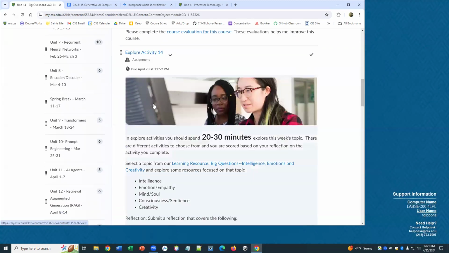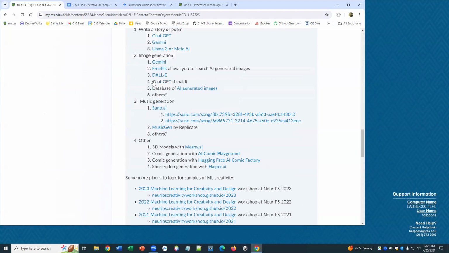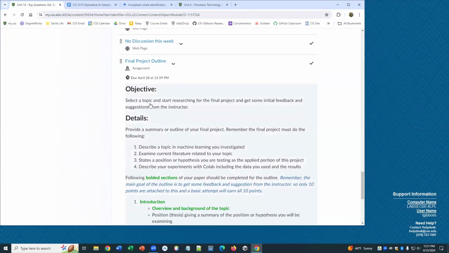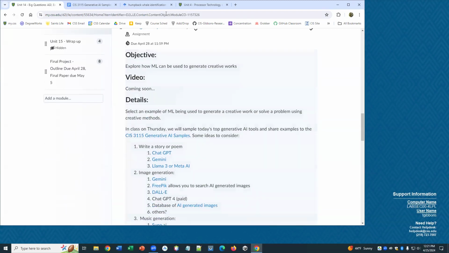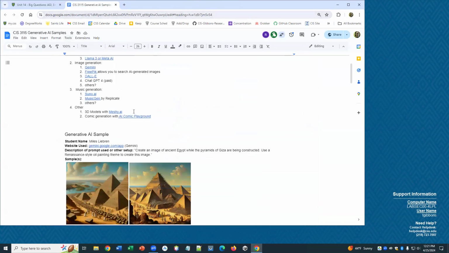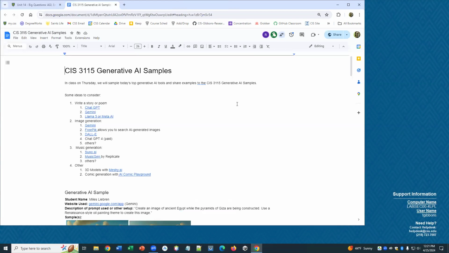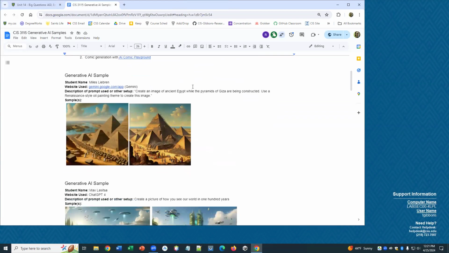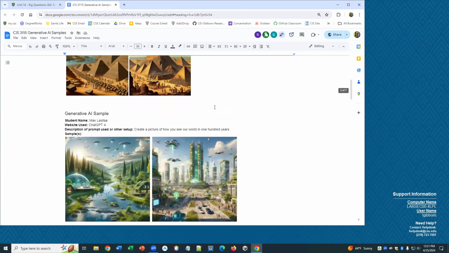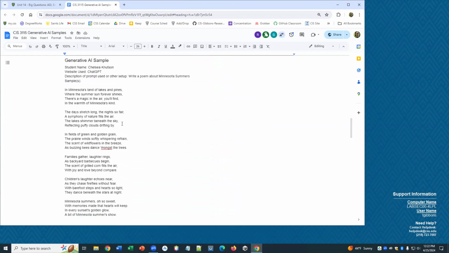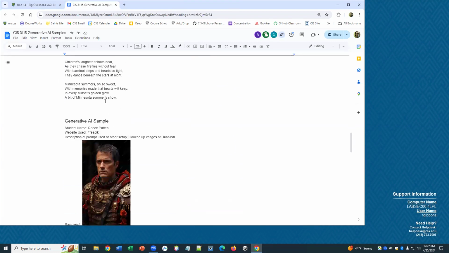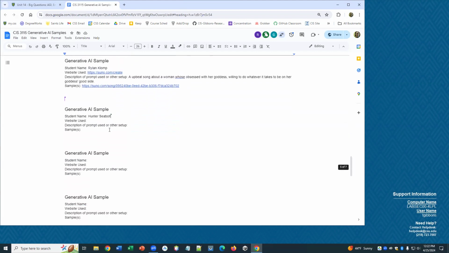So no project, because we're working on your final project, and no discussion this week. We're just going to do this learning activity. There's a shared document with a list of different generative AI examples, and you have to put in your own example and generate something, like having AI generate a poem or a picture.